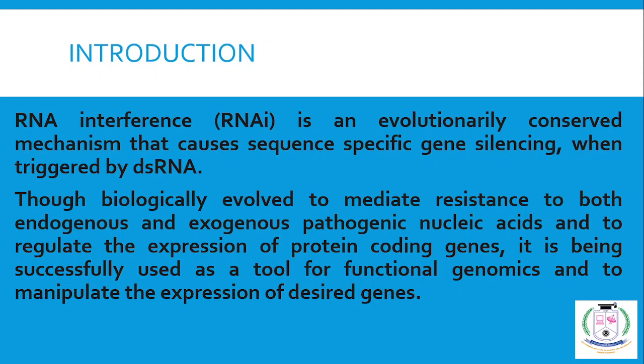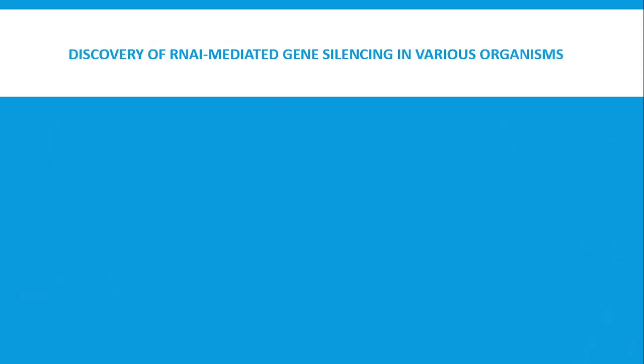So the function of this RNA interference in vivo is to regulate the gene expression and to mediate resistance to endogenous and exogenous pathogenic nucleic acid, especially double-stranded RNA. Now, these are the two uses of RNA interference in vivo, and in vitro, we are successfully using this as a tool in functional genomics to manipulate the expression of a desired gene.